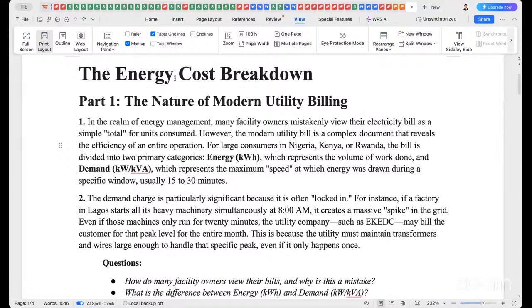Some will just see, okay, this is how much I've consumed this month, right? And that is what many of these facility owners want to see at the end of the month, the units consumed. But why can we say it's a mistake sometimes? Why can we say it's a mistake?